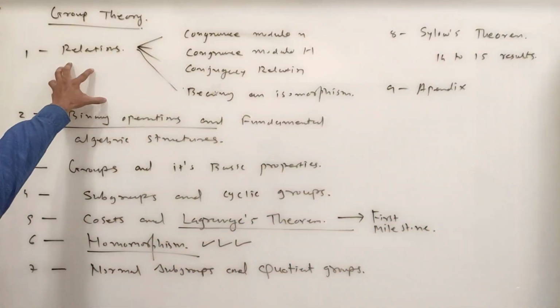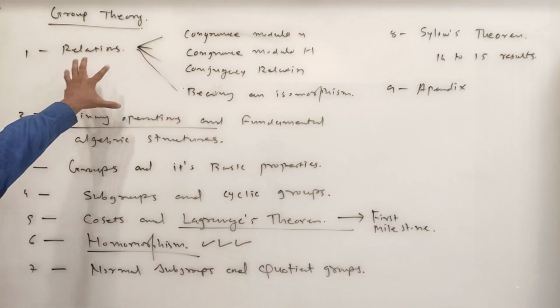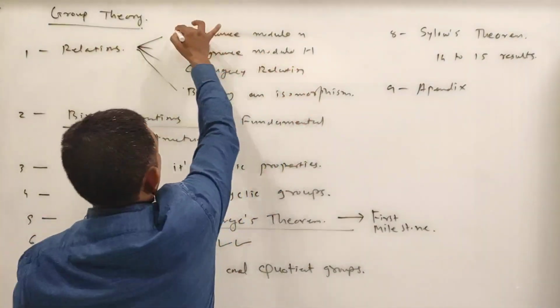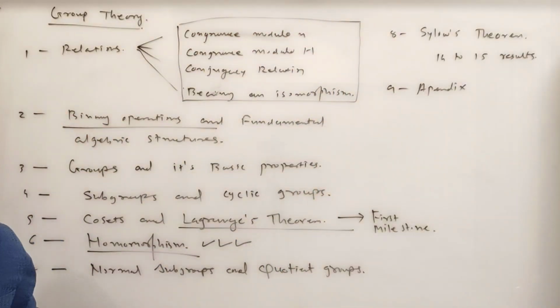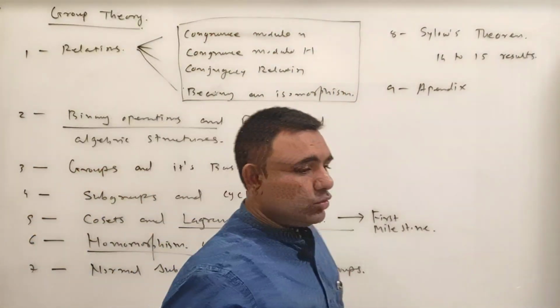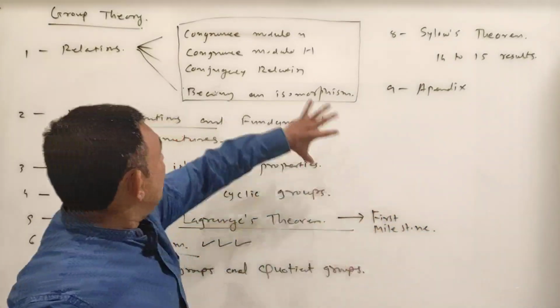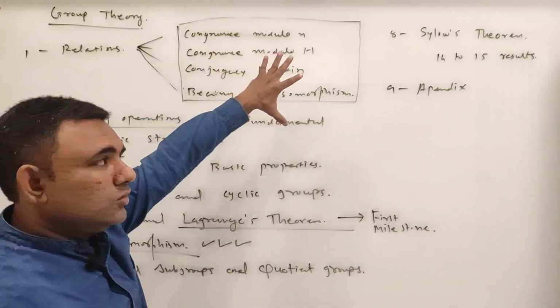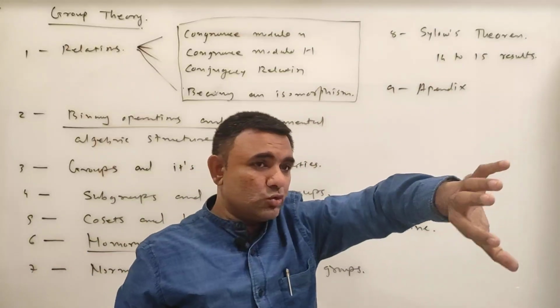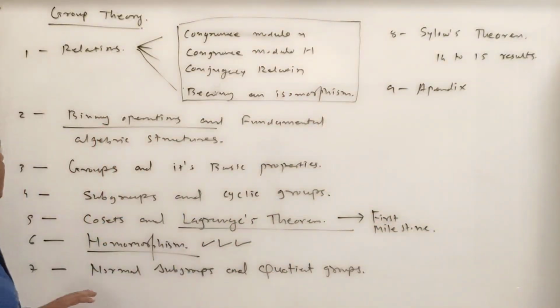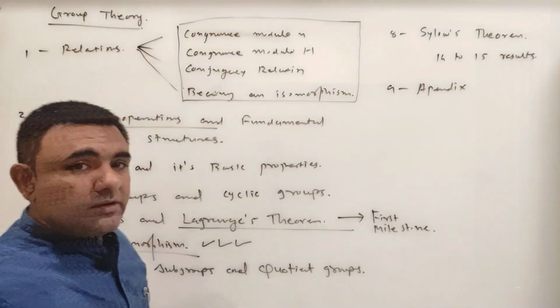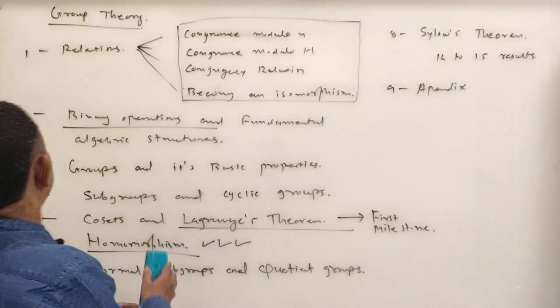So we start with relations, and believe me, if you know these 4 relations properly, then you will find any concept in group theory is based on these 4 relations. If you pick any topic, its root will be found in one of these relations. So let us start with the relations.